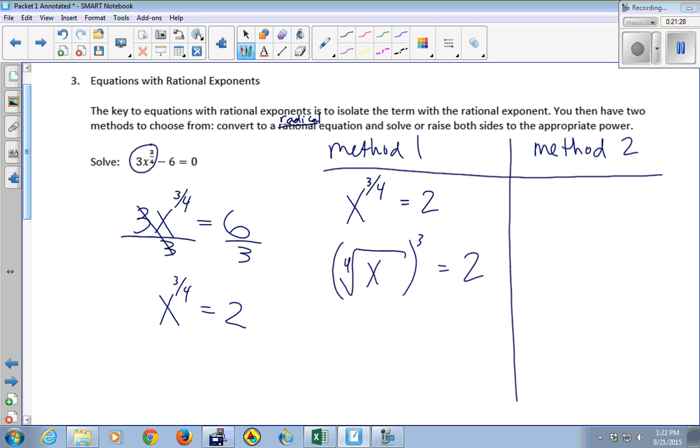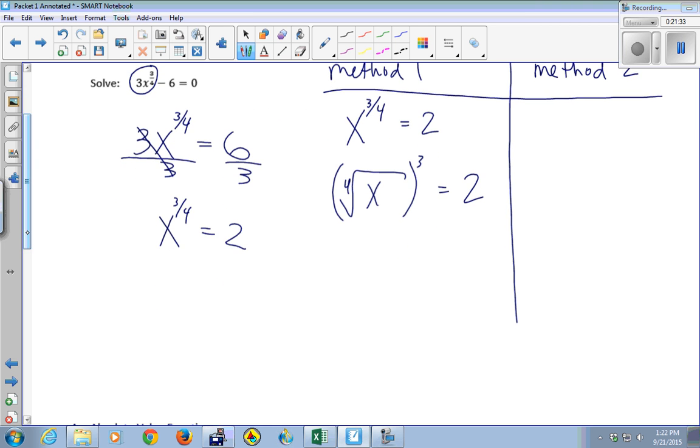You can do the 3 on the inside. The order doesn't matter which way you root and do the power. In fact, in this case, that's a good point because it's much easier, I think, if you put the power on the x. Okay. So then we think about what's being done to x, and we got to undo it. So in this second line I just wrote here, x is being cubed and then 4th rooted. How do you undo 4th rooting something?